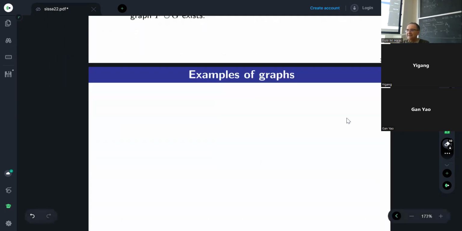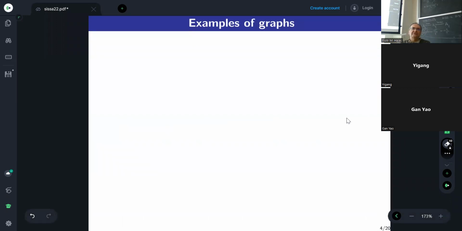So the unions are not disjoint. We can do pushouts, and we have the right category of graphs. Everything works. Okay, so now some examples.